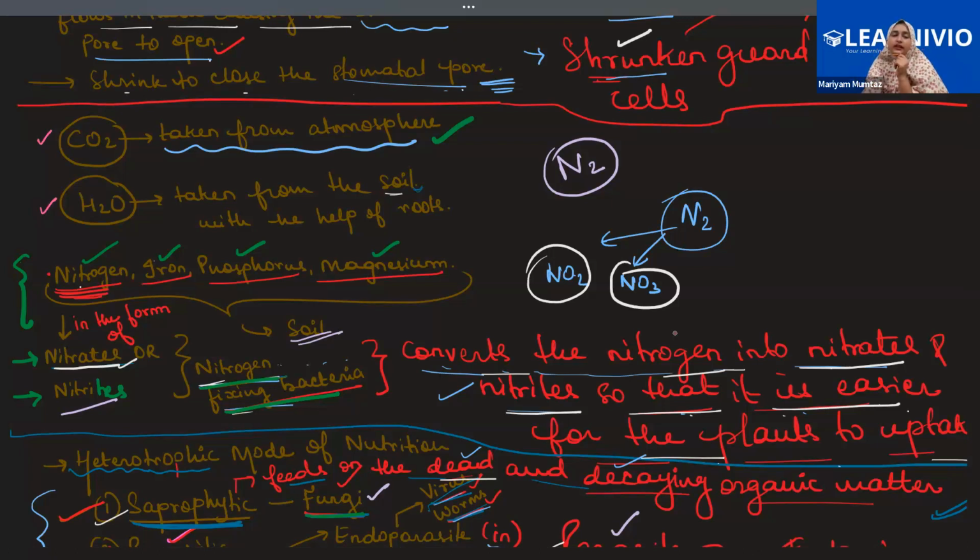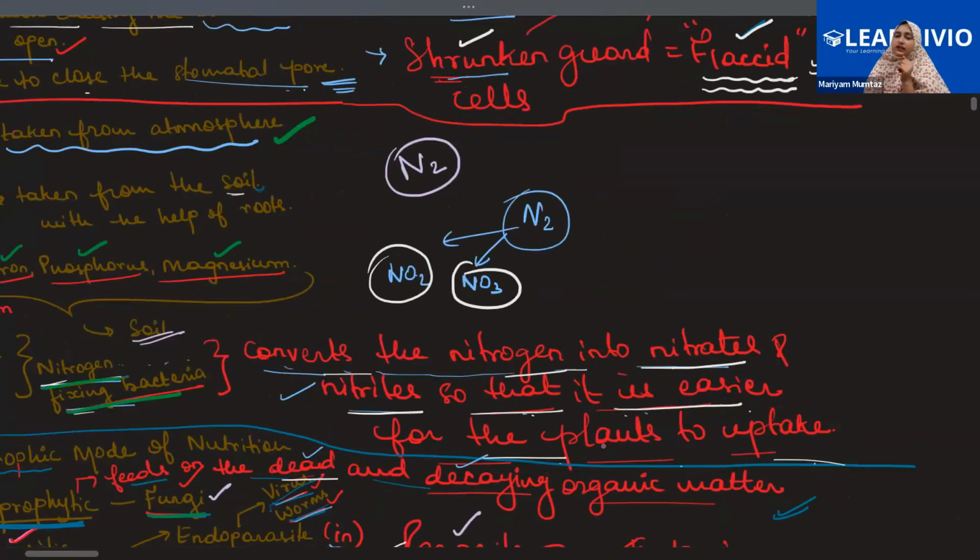Then comes all the other nutrients that the plant requires, such as nitrogen, iron, phosphorus, magnesium. All of these nutrients, they are also taken from the soil. And when we talk about the nitrogen, this nitrogen is particularly taken in the form of nitrates or nitrites. And how are the nitrates and nitrites formed? They are formed with the help of nitrogen fixing bacteria. Now, what they do is that they convert the nitrogen that is present in the atmosphere into nitrates and nitrites.